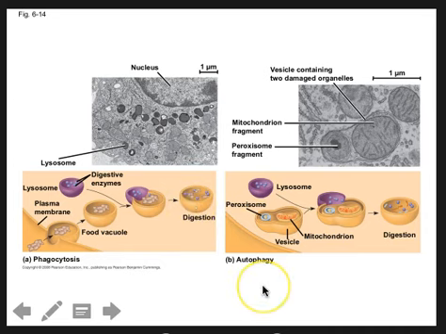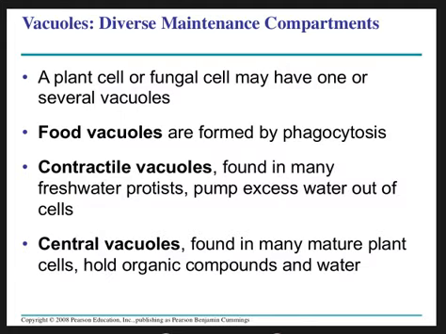In the case of autophagy, in this case we've got a worn out mitochondrion here. Here's a peroxisome. We'll talk about them in a little bit. We're going to get this vesicle with this mitochondria and this peroxisome. A lysosome with its hydrolytic enzymes is going to come along. It's going to fuse, and we're going to break it down. Pretty snazzy, pretty easy.